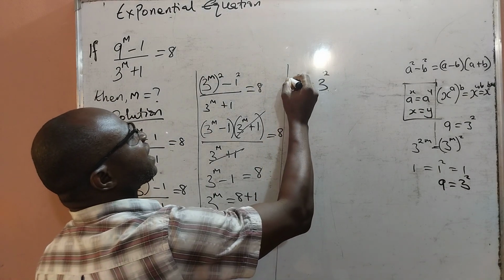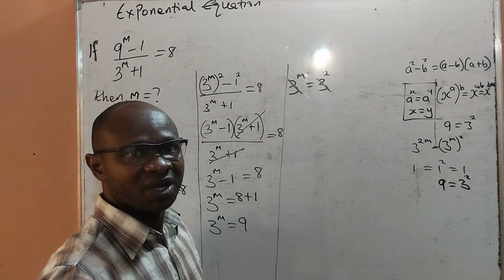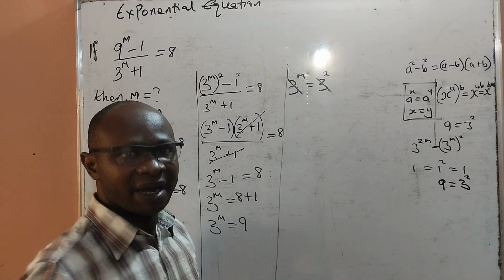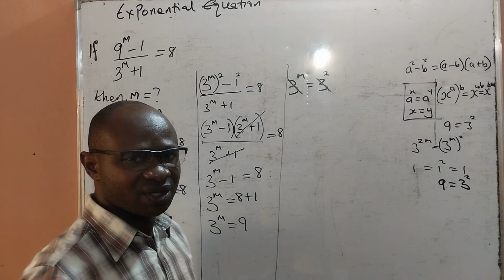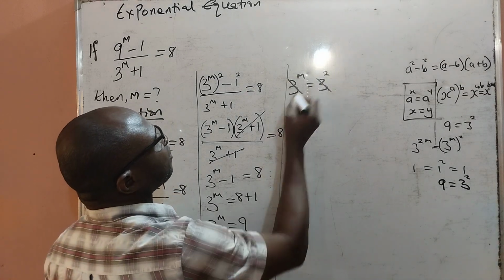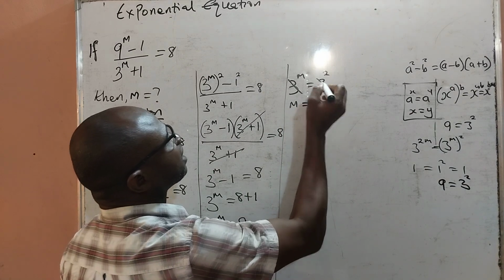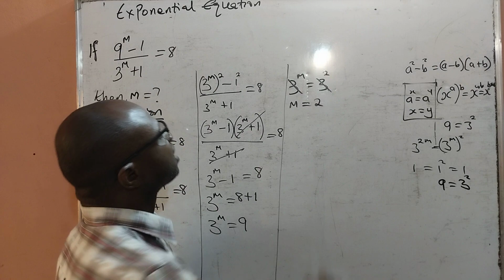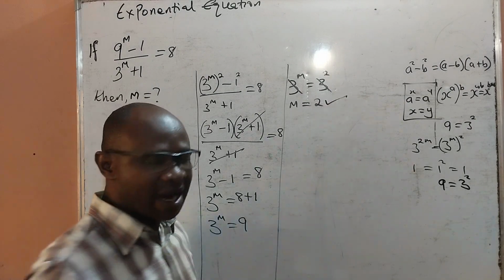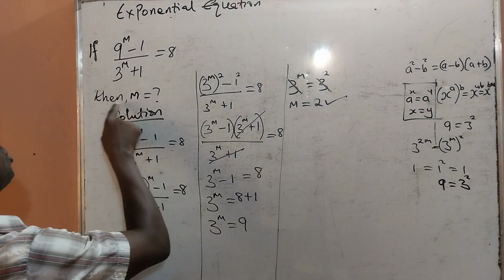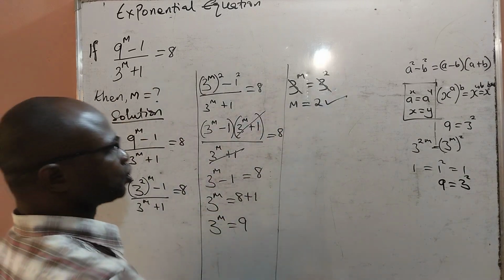Meaning that when the bases are the same, the powers become equal. That is exactly what I have here. The bases are the same: 3 as the base by the left and 3 as the base by the right hand side. It means automatically that the power, which is n by the left, is equal to the power, which is 2 by the right hand side. So therefore, the value of n, which the question has required us to find, is equal to 2.